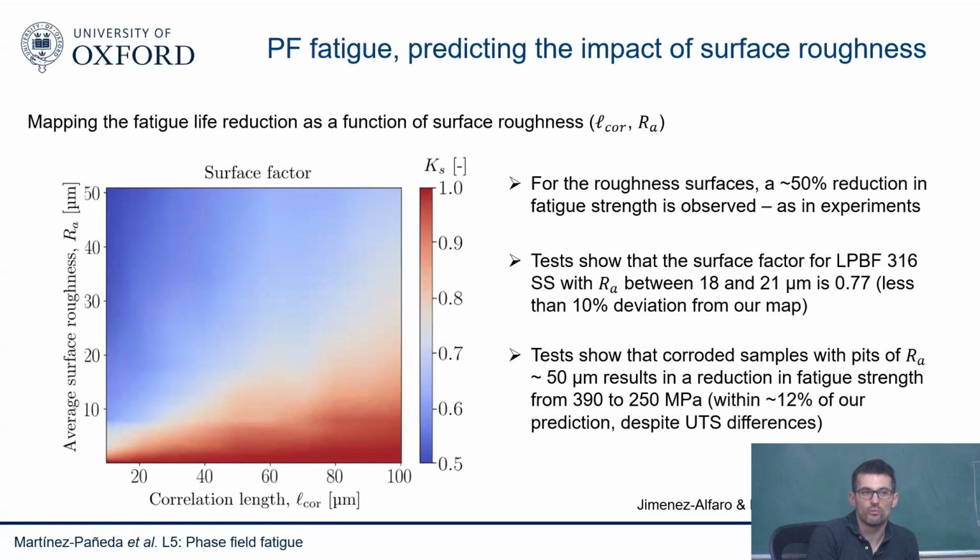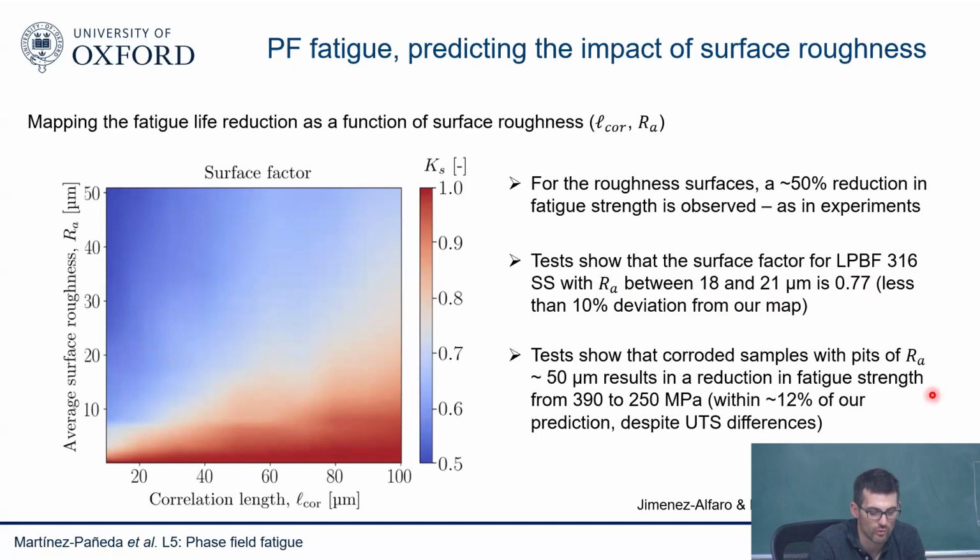So when we do 3D printing, laser powder bed fusion of 316 stainless steel with an Ra, there's some data from the literature with Ra between 18 and 21 microns, we get a reduction factor of 0.77. So that is roughly for this case. So if you go here, somewhere here, that is roughly 10% deviation from our prediction. So that's, I think, quite good.